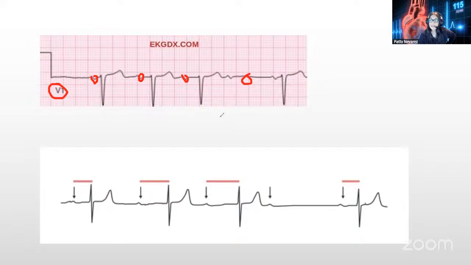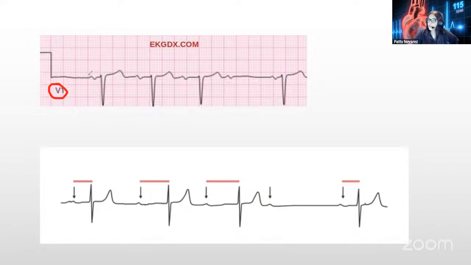Now, which one is it? I need to find out what is happening here. So I'm going to measure my PR interval, because this is going to give it away. If it's Wenckebach or Mobitz 1, the PR interval is going to be prolonged and prolonged until it drops. If it's Mobitz 2, my PR interval is going to be across the board the same.